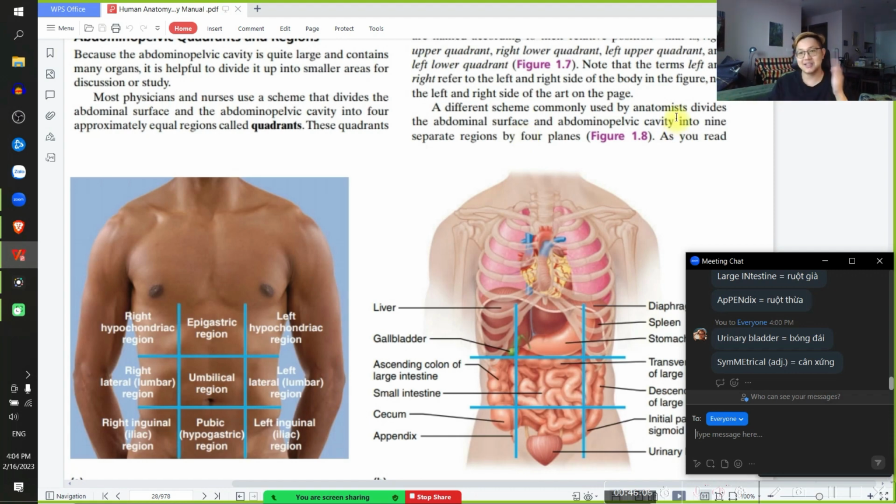Anatomist. So anatomy, the person who studies anatomy is called an anatomist. Abdominal surface and abdominopelvic cavity are divided into 9 separate regions by 4 planes. 4 planes, 4 mặt phẳng. Then the abdominal cavity and pelvis are separated into 9 different regions.